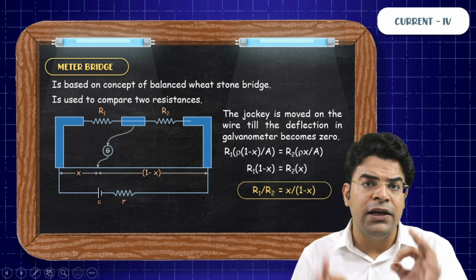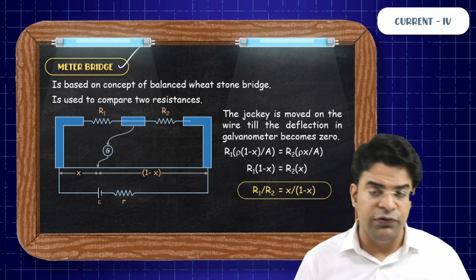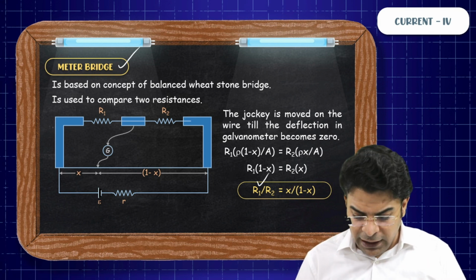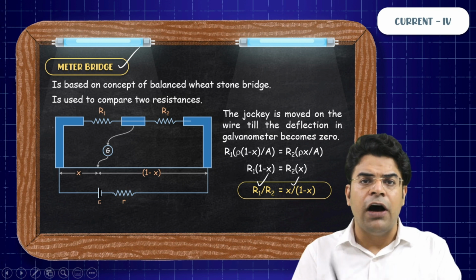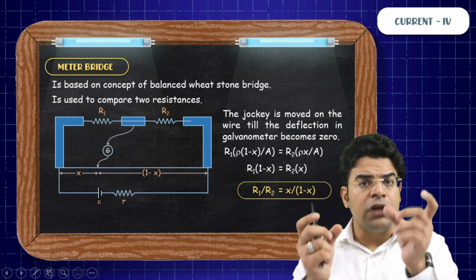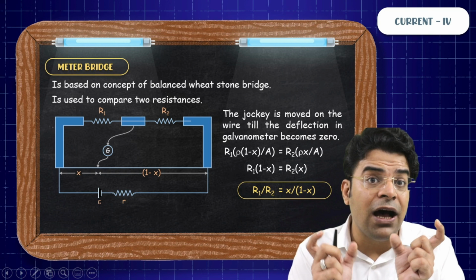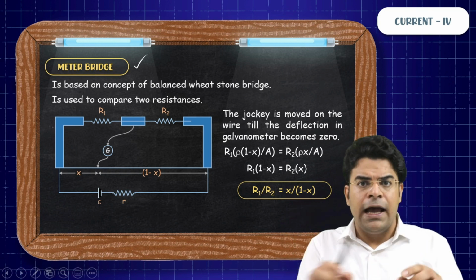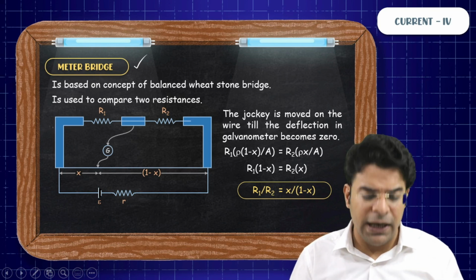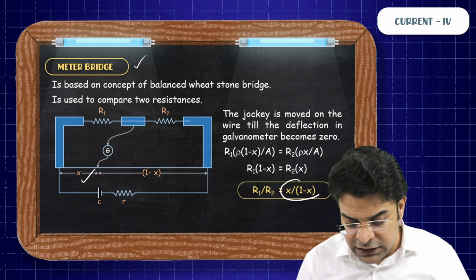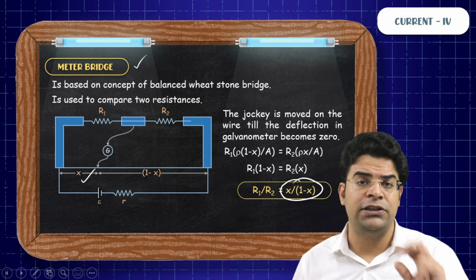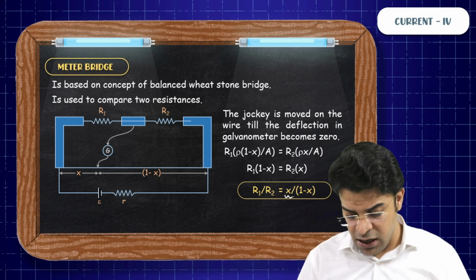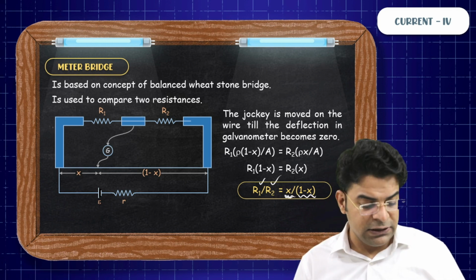So if you are in a lab where you have got a meter bridge with you, if you know R1, you can do the experiment, find out X, and then calculate the value of R2. If you don't know both R1 and R2, both the resistances are unknown to you, you can still use the meter bridge, place them in the two gaps, move the jockey, find the balance length X, and then using this equation you can find the ratio of their resistances. So if the balance length is X meter, then R1 by R2 is X upon 1 minus X meter.